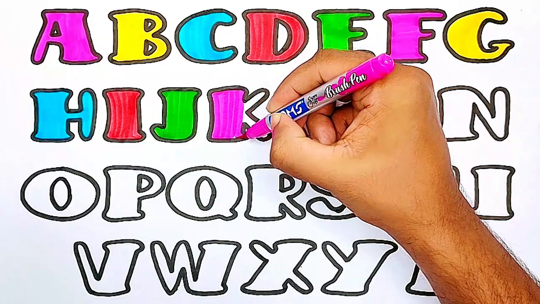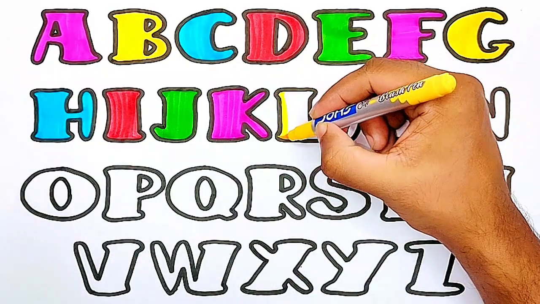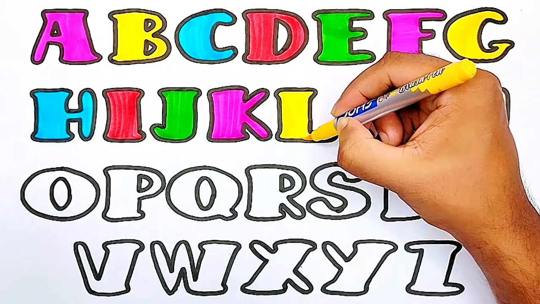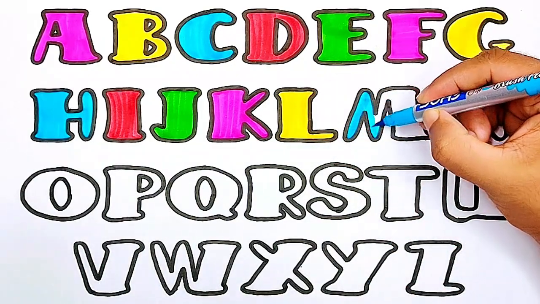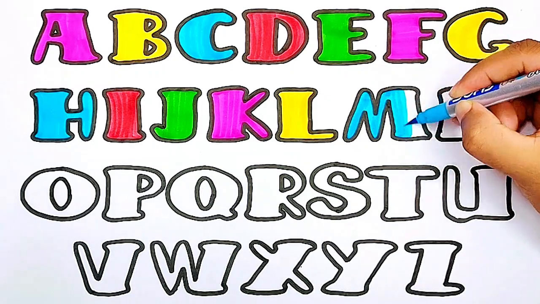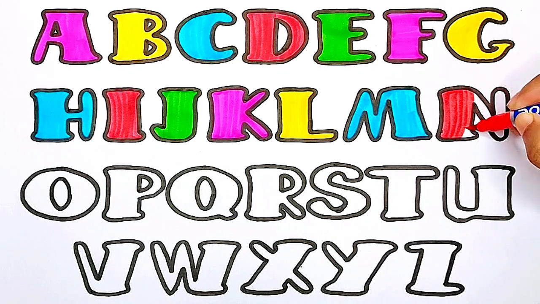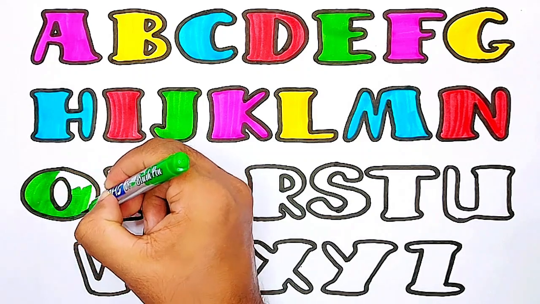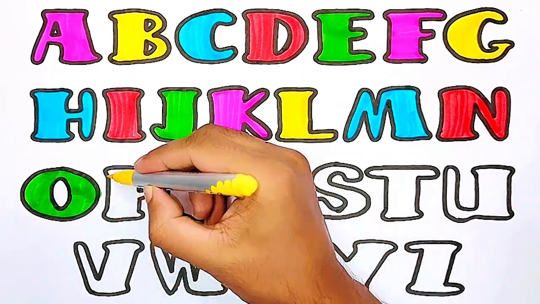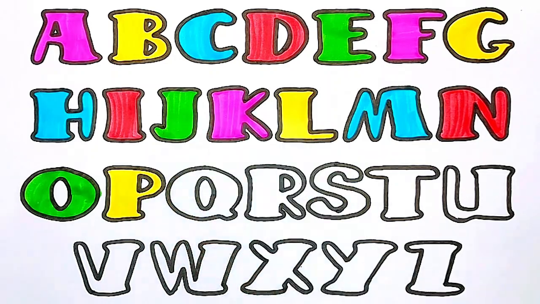K. K for kangaroo. L. L for ladybug. M. M for marker. N. N for necklace. O. O for omelette. P. P for parrot.